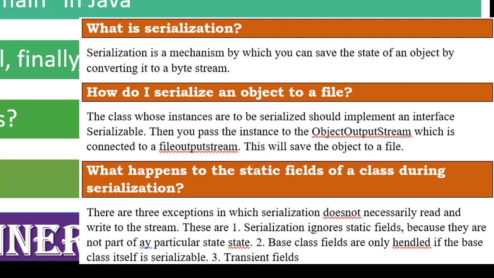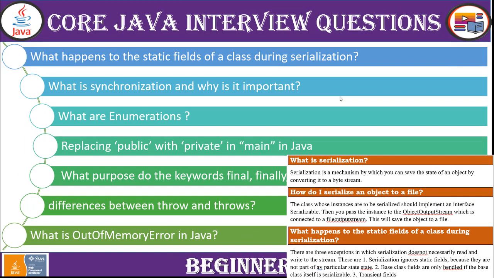So next question is, what happens to the static fields of a class during serialization? There are three exceptions in which serialization does not necessarily read and write to the stream. Number one, serialization ignores static fields. Number two, base class fields are only handled if the base class itself is serializable. And number three is transient fields. So these are the three places where fields are going to be affected at the time of serialization.